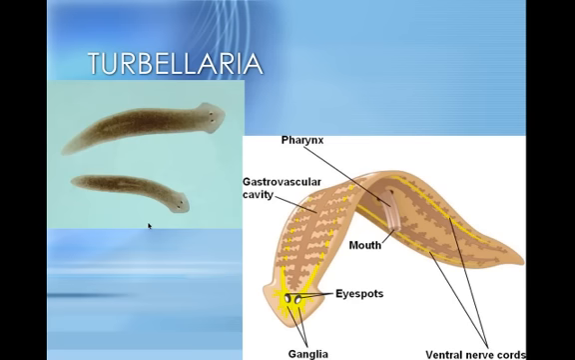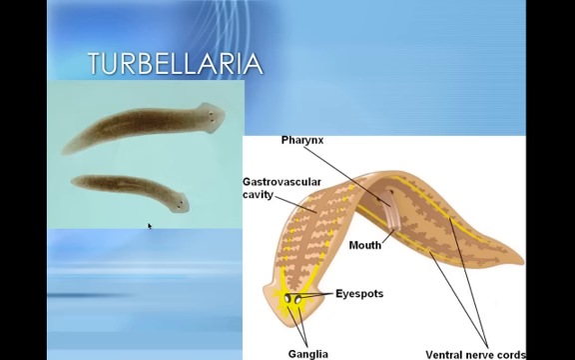If we look at the diagram of the planarian, you'll see that it has a mouth where a pharynx comes out. The pharynx extends through the mouth, it is muscular, and it sucks up food and excretes waste. They also have a gastrovascular cavity, which is where digestion occurs, and it is branched for extensive surface area. They have ventral nerve cords, which means they run along the underside of the body.